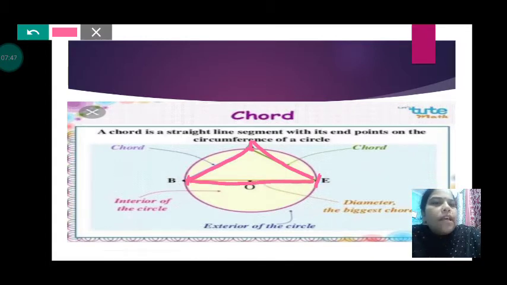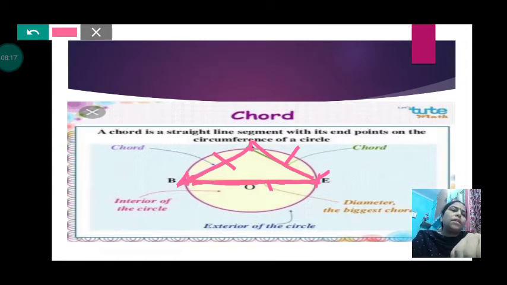So how many chords have we seen? We have seen three chords: AB, AE and BE. And which is the biggest chord? The diameter BE is the biggest chord. Why is it called the diameter? Because it started from B, ended at E, and has passed through the center of the circle, and that makes the diameter, and that is the biggest chord.